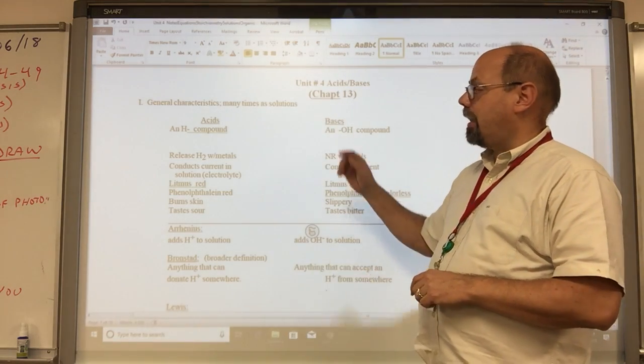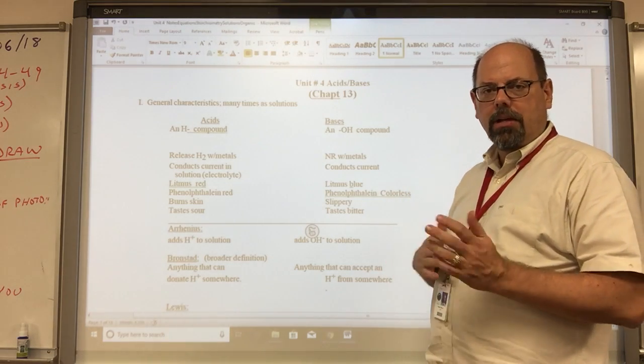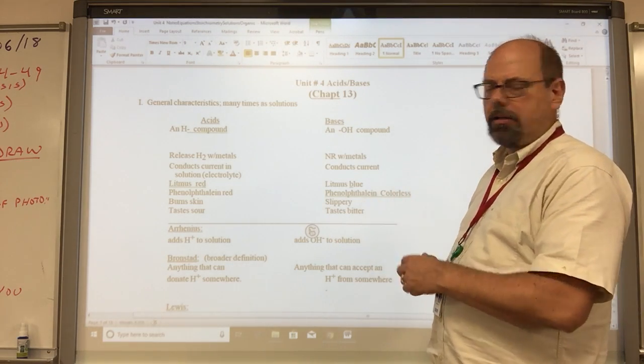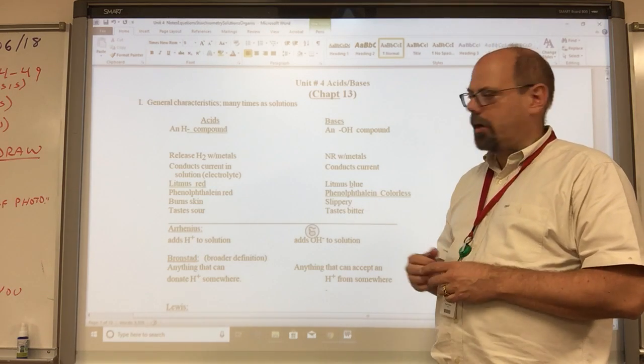So it's going to be acids and bases. Acid is just anything with an H in the front: HCl, HBr, HNO3. H with some other polyatomic ion or element. Bases are just something with OH in them. So sodium hydroxide, lithium hydroxide.